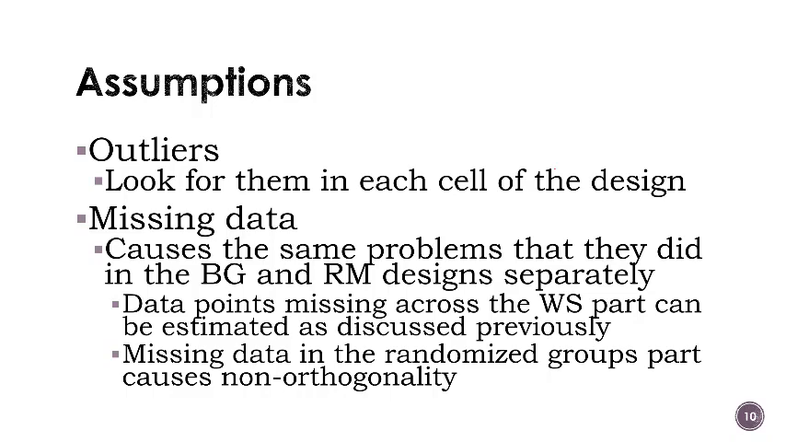Across time, we're talking about attrition, people dropping out. They started in the study and then dropped out, so it's a different issue. So data points missing across the within subjects or repeated measures part can be estimated as discussed previously. Because you have other points that they've scored, it's not too difficult to make educated guesses or mathematical guesses of what their scores would look like. Missing data on the randomized groups part causes non-orthogonality, again, because there's different numbers of different ns across the groups. So there are different issues and they cause different problems.